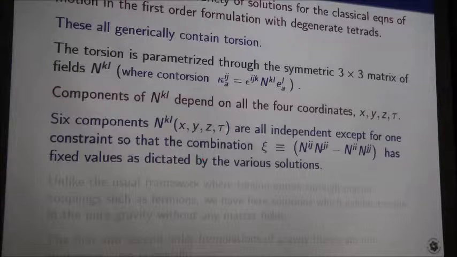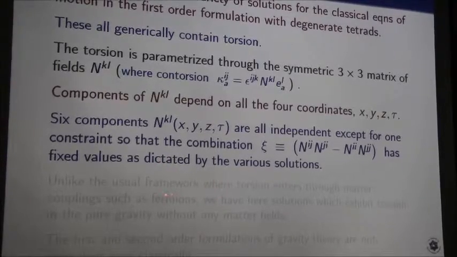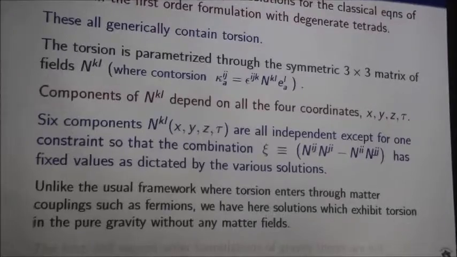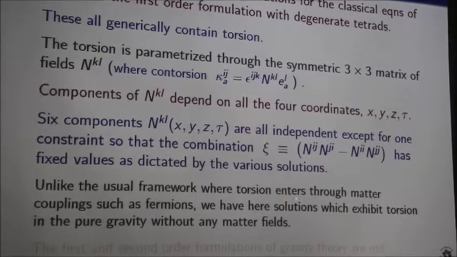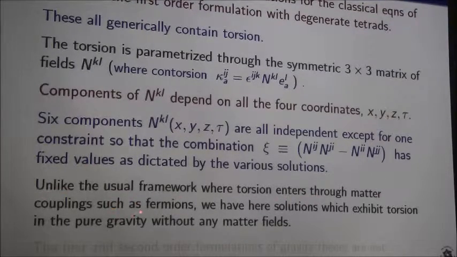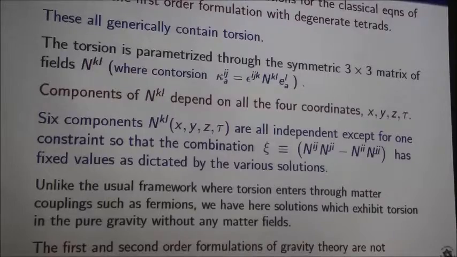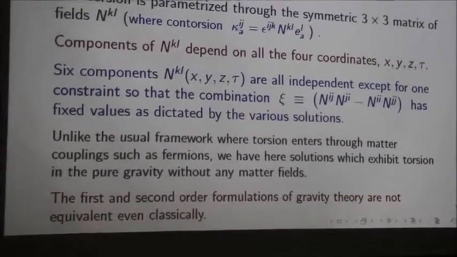So the 6 components are all independent except for one constraint they have to obey, which is the zeta constraint. That this combination has fixed values as dictated by various solutions. Now, unlike the usual framework where torsion enters through matter coupling such as fermions, we have here solutions which exhibit torsion even in pure gravity without any matter fields. So clearly, first order and second order formulation of gravity are not equivalent even classically.